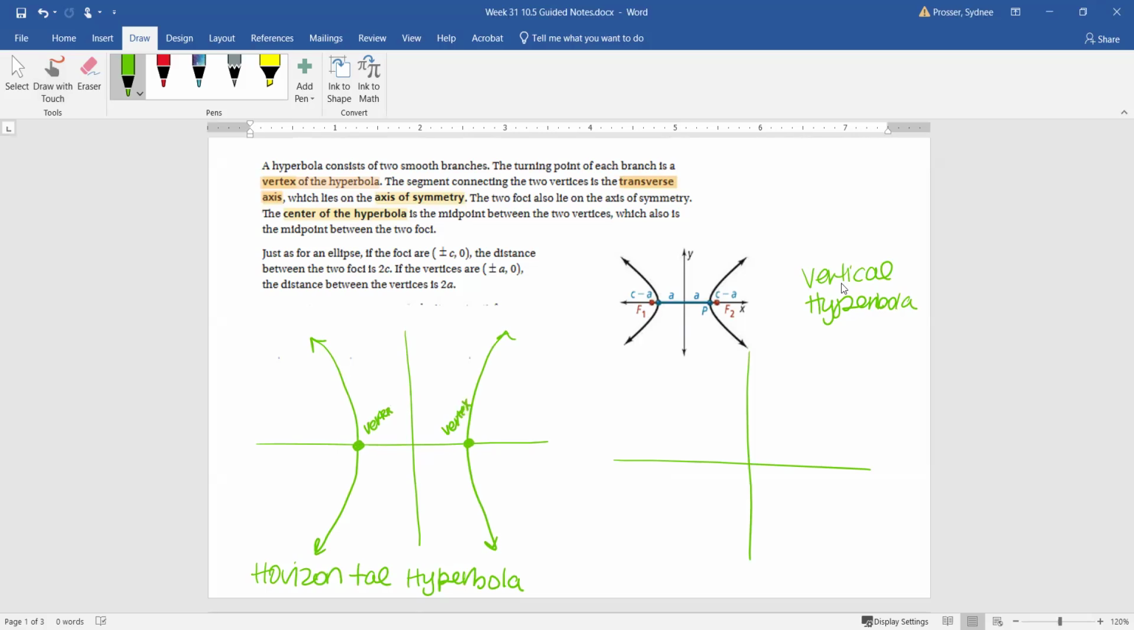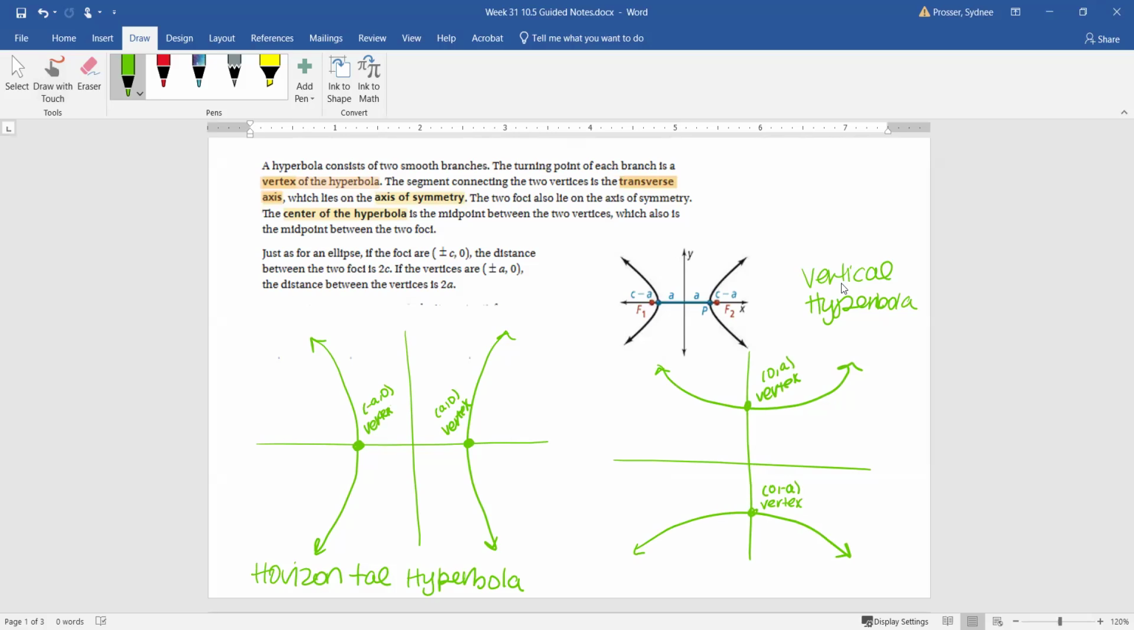And I can do it similarly for a vertical hyperbola. We've got a vertex here and a vertex here. And for our vertices, we use the a value again, just like for an ellipse. So we've got negative a comma 0 and a comma 0. Or up and down, we've got 0 comma a and 0 comma negative a. Okay. The segment connecting the two vertices is the transverse axis.